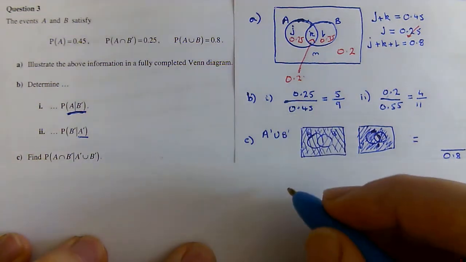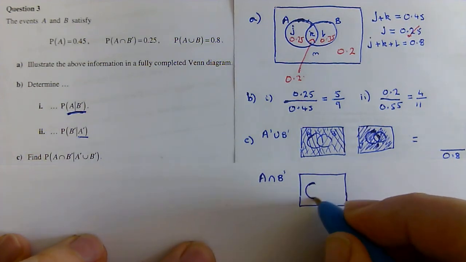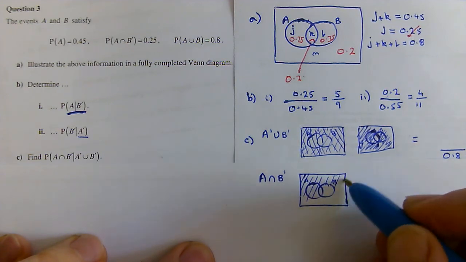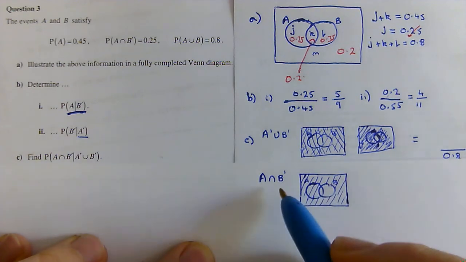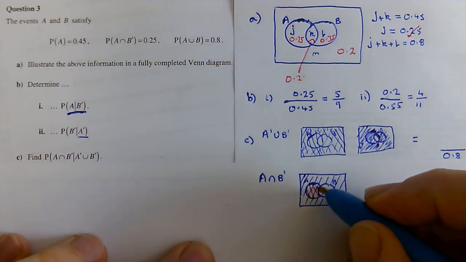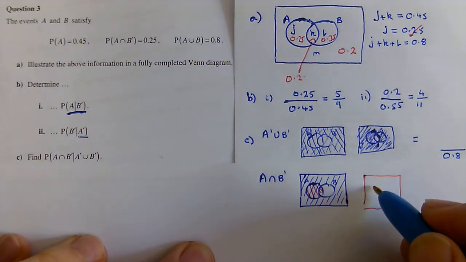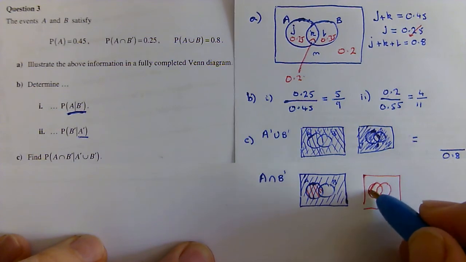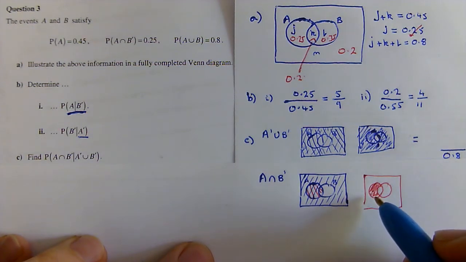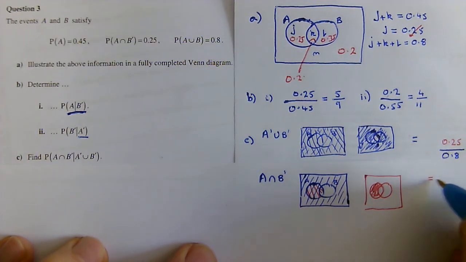I'm then looking at A intersection B dash. Let's just have a quick look at what that looks like. So B dash is everything outside B, which I'm going to shade in blue. It's A intersection B dash, so it's going to have to be looking at A. The intersection is the bit which has been shaded twice. The bit which has been shaded twice, I'll redraw it here, is going to be just this bit here. That's A intersection B dash. So I'm looking at my numerator then is going to be this bit, 0.25. 0.25 out of 0.8, which is going to give me an answer of 5 out of 16.